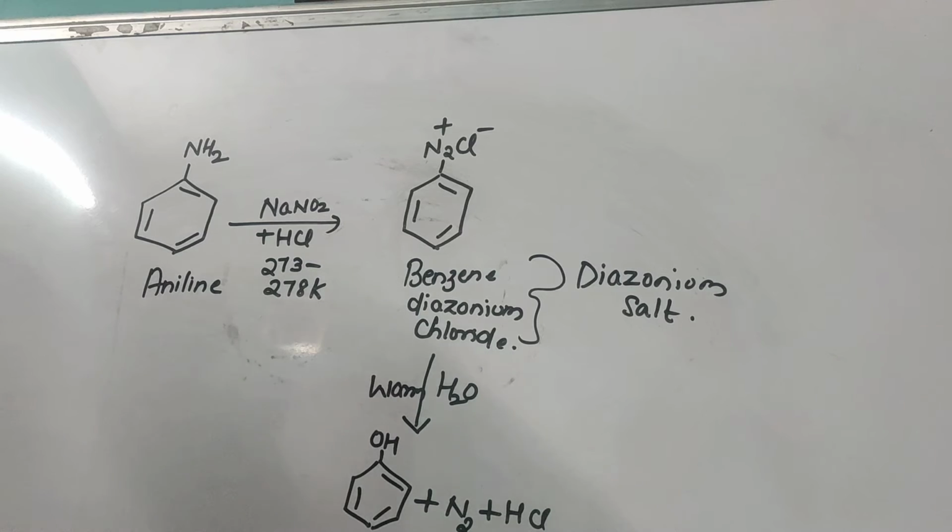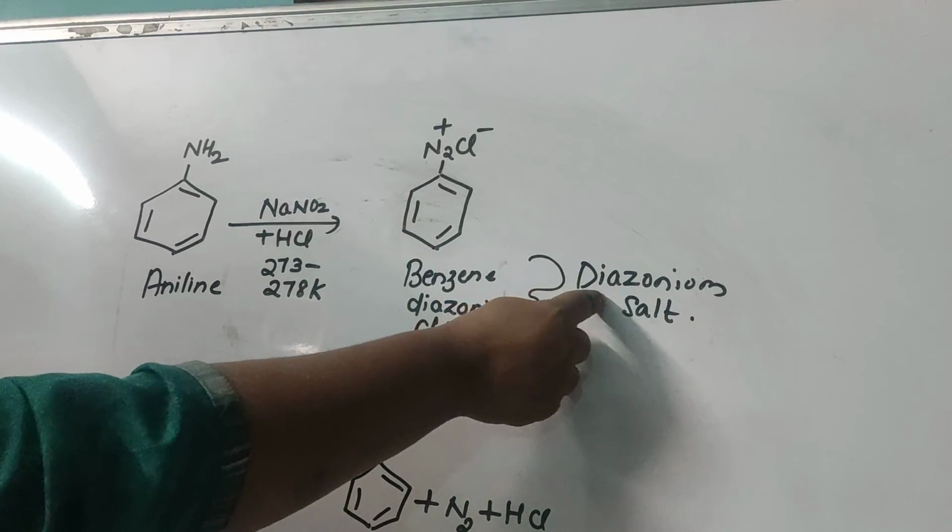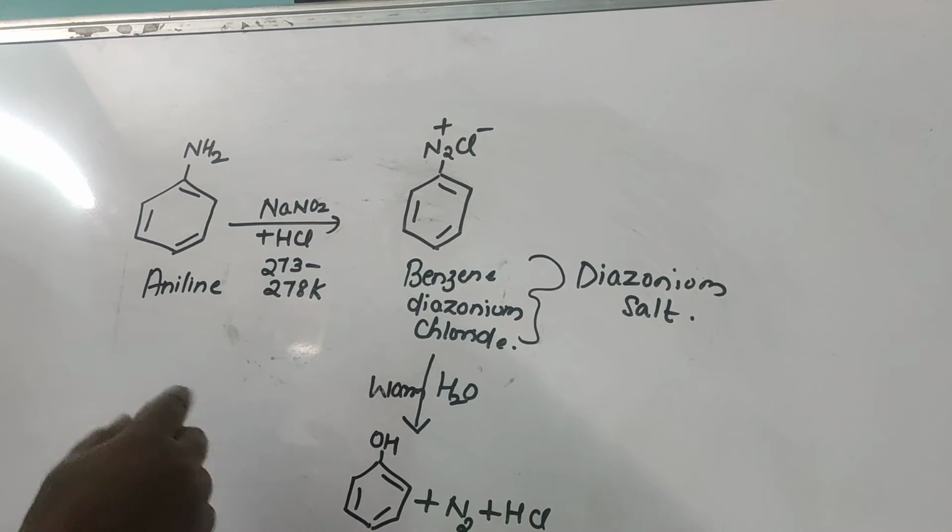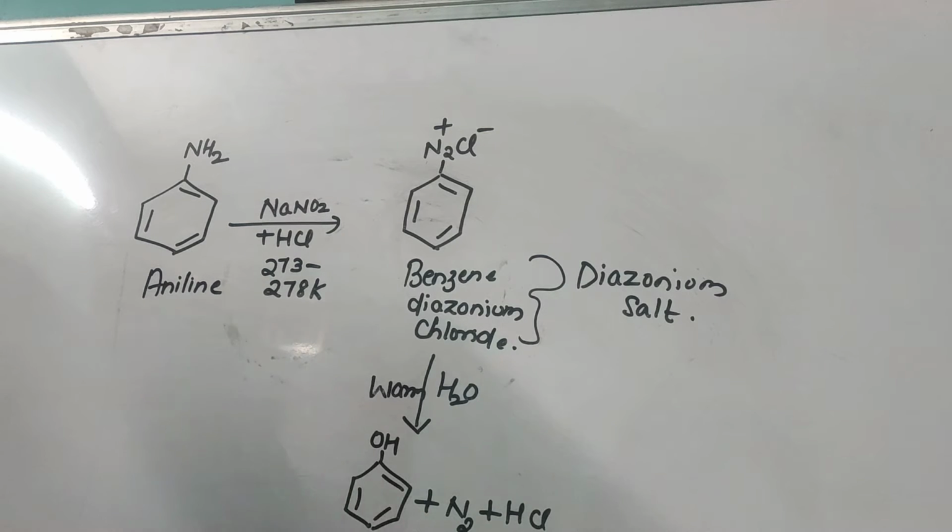And then they are hydrolyzing this diazonium salt. You can hydrolyze it in two ways: either warm it with water, or treat it with any of the dilute acids. Then what do you get? You will get phenol, along with N2 and HCl, right? So this was the third step.